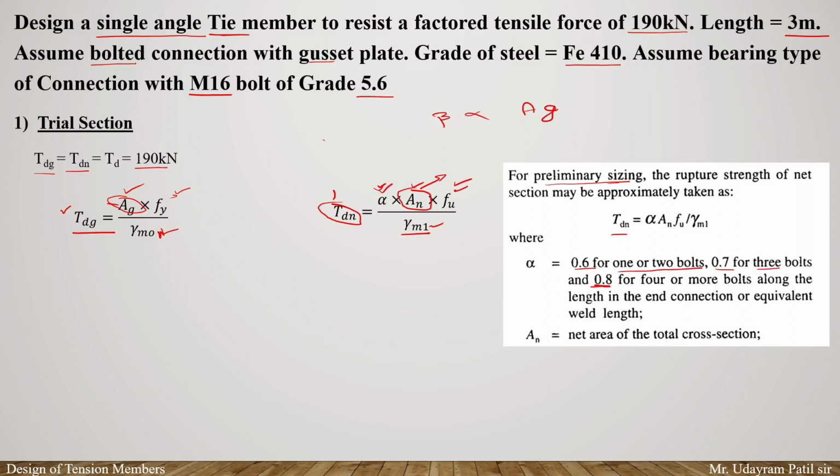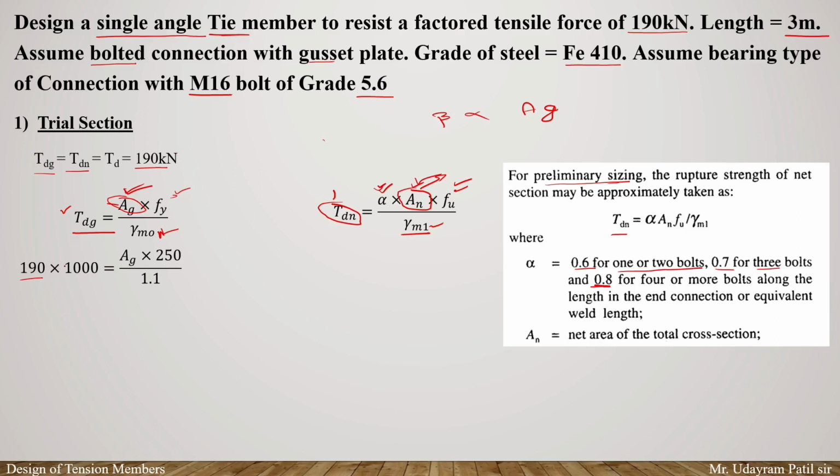So by putting all of these values we can calculate the gross area required as well as the net area required. From that we are going to select the member. First, putting all of these values in the TDG formula, जो हमारे पास TDG formula है उसमें अगर हम value input कर देते हैं, in that case TDG will be equal to 190. Again, this is in kilonewton.